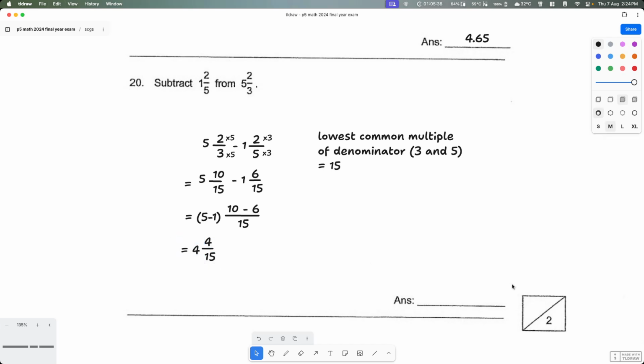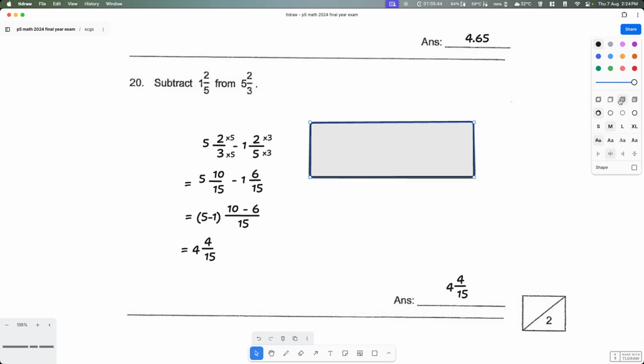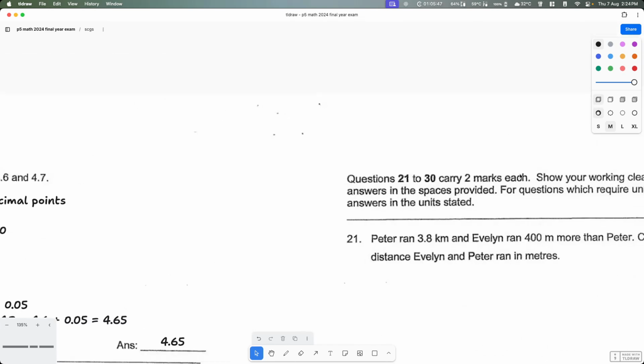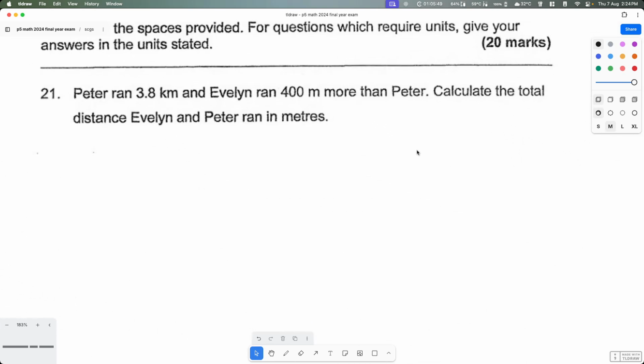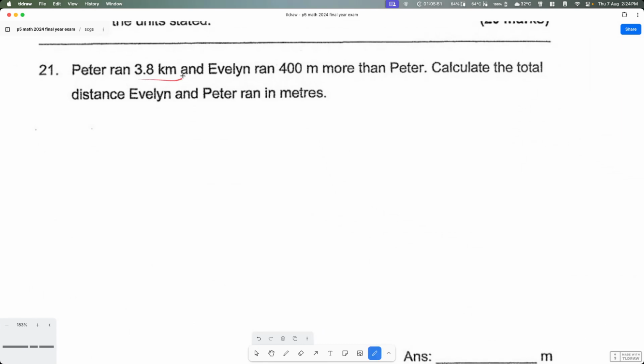Let me just grab everything and paste it here, minus the brackets. That's about it. Let's move on to question number 21. Peter ran 3.8 kilometers and Evelyn ran 400 meters more than Peter. Calculate the total distance Evelyn and Peter ran in meters.